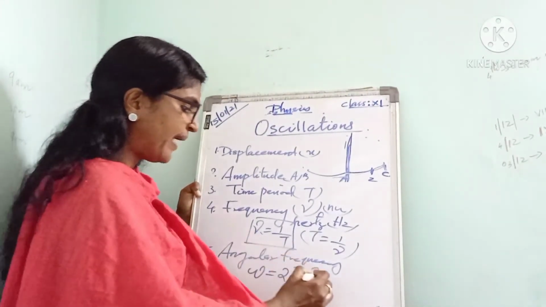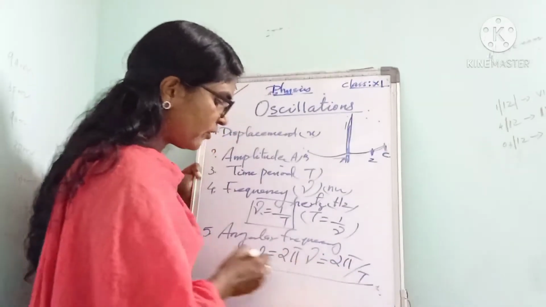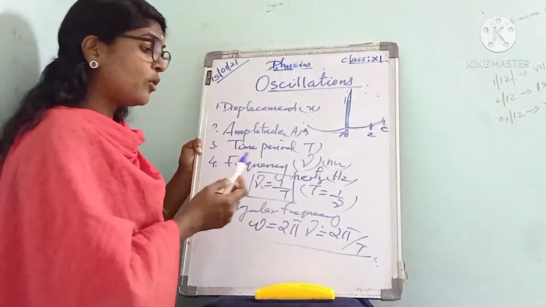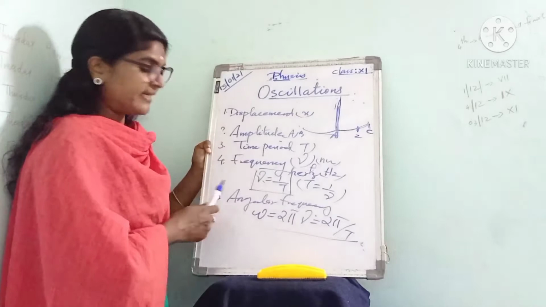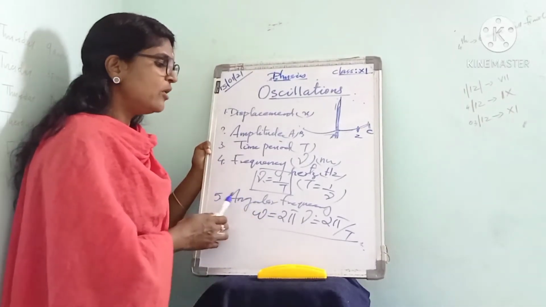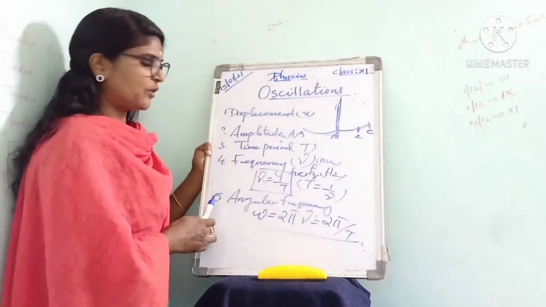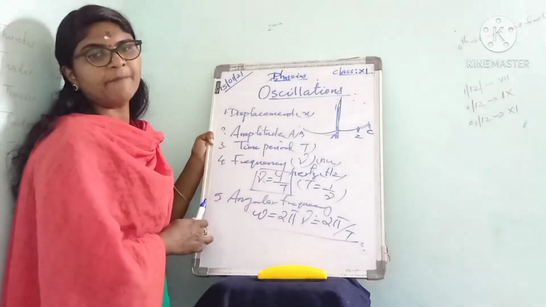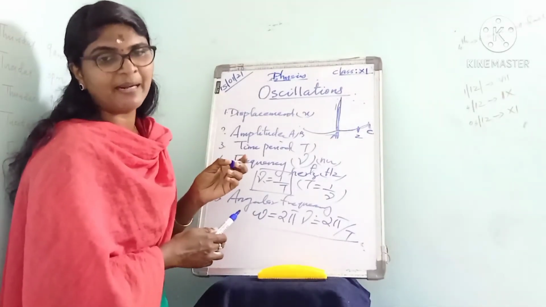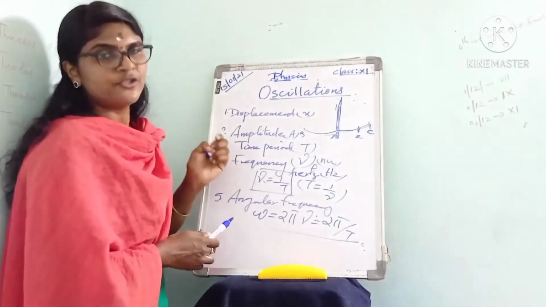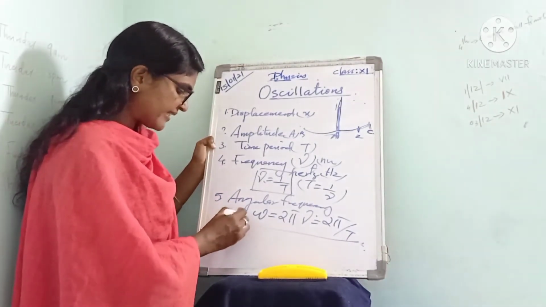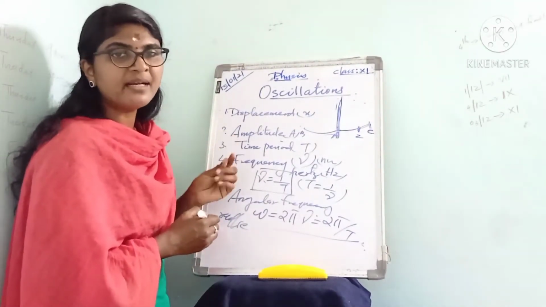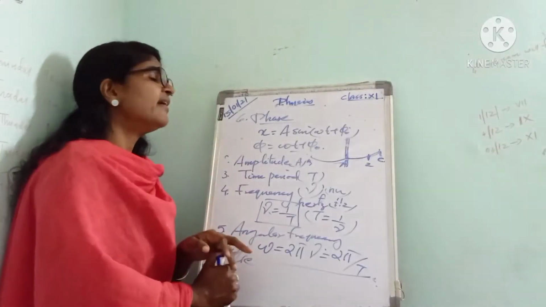But you know nu equals 1 by T, so we get 2 pi by T. So angular frequency can be represented in terms of frequency, or in terms of time period: omega equals 2 pi nu, or 2 pi by T. Its unit is radian per second. Next, the phase of a vibrating particle.